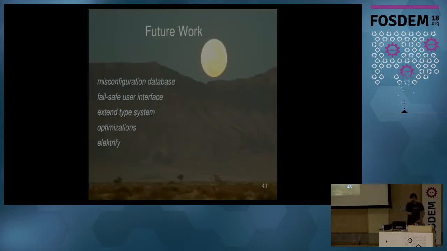So at the moment we have a very clear focus: we want to publish 0.1 Electra. There are different parts relevant to it. One is the fail-safe user interfaces we already talked about. Then we want to improve the type system. And then optimizations are also important.